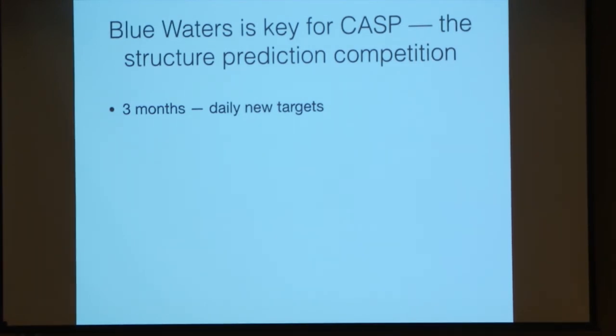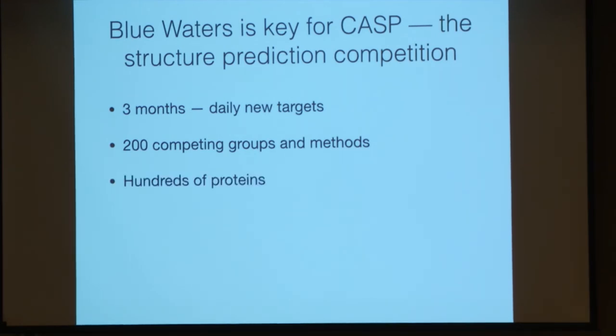and we have new targets every day. There are about 200 different competing groups. We have hundreds of proteins that we have to simulate, and we have very tight deadlines. So for every sequence, we have at most 3 weeks to give back our solution, but sometimes we're given as little as 5 or 7 days to predict the structure. So we need a fast turnaround time.